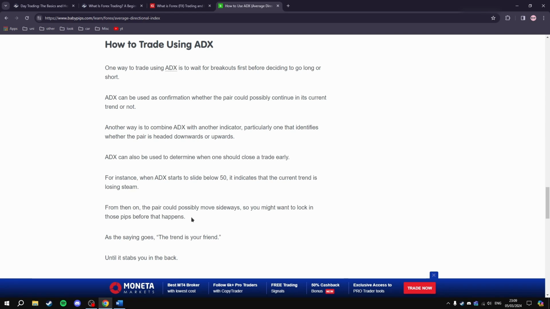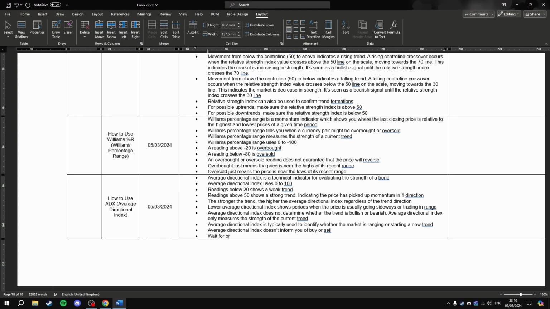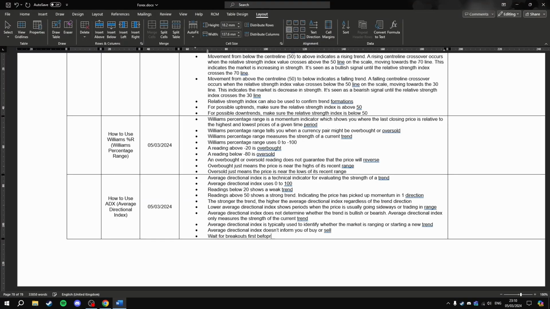How to trade using ADX. One way to trade using ADX is to wait for breakouts first before deciding to go long or short. Wait for breakouts first before going long or short when trading with the average directional index.